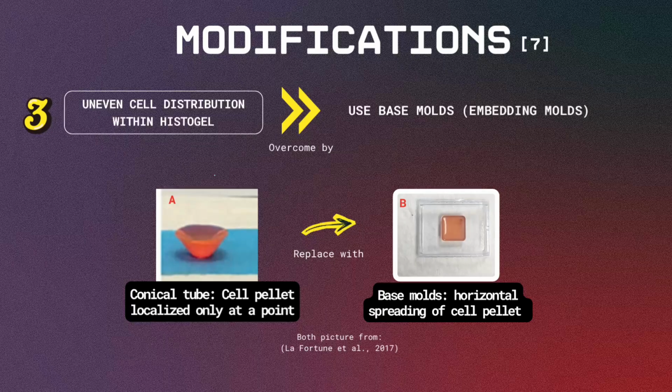Moving on to the third limitation of histogel, which is uneven cell distribution within the histogel. This can be fixed through the use of base molds. As you can see in picture A on the left side, a conical tube can only localize cells at a single point, causing cell overlapping. Instead of using a conical tube, we can replace it with base molds, as you can see in picture B on the right side, where the base molds can horizontally spread the cells for more even cell distribution.